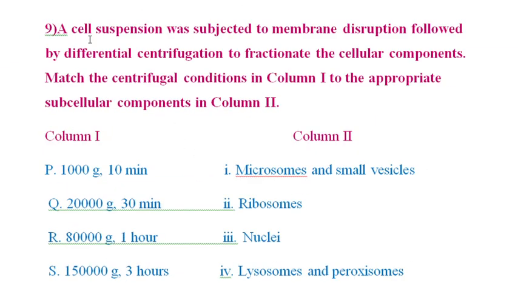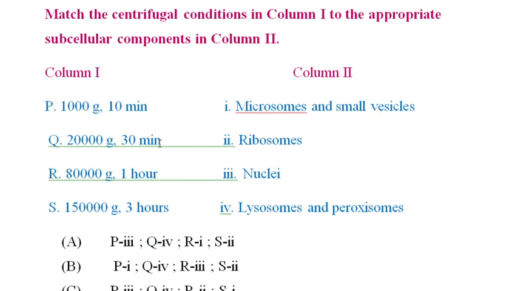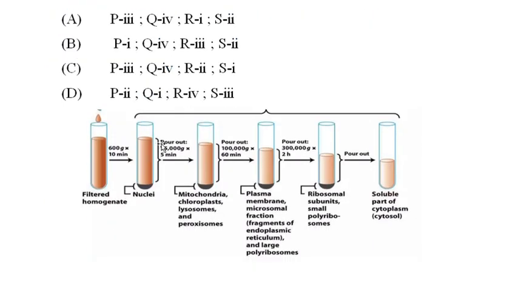Okay. Next, a cell suspension was subjected to membrane disruption followed by differential centrifugation to fractionate the cellular components. Match the centrifugal condition in column 1 to the appropriate cellular component in column 2. This is the simplest question. So, differential centrifugation is a unique centrifugation technique which is employed to separate your cellular organelles, because for some research studies they will be working with the cellular organelles, so that's the reason why differential centrifugation will be used. Okay, so it is a repeated centrifugation procedure in a stepwise manner with increasing RPM.